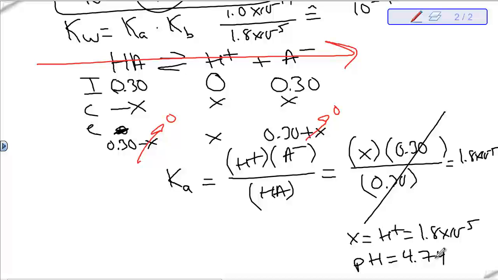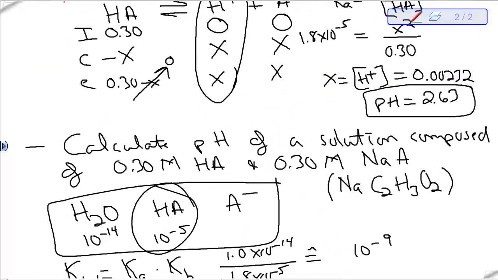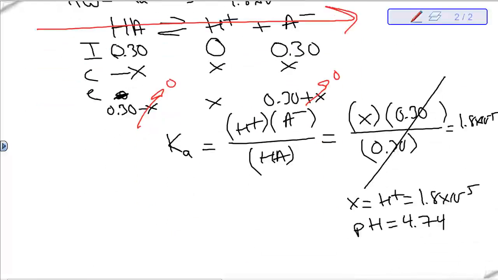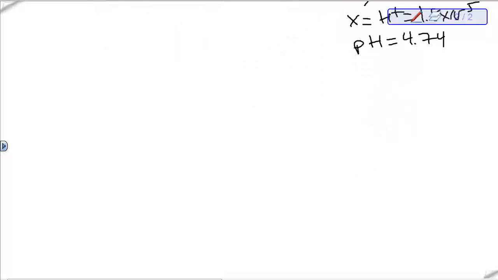Okay. Now, notice in the previous problem, the pH was 2.63. Same concentration of acid. Why is the pH higher? Because the presence of the common ion prevented the equilibrium from shifting further to the right, producing less hydrogen at equilibrium, therefore a higher pH. Questions on that? Okay, so I'm going to stop that first video right there.